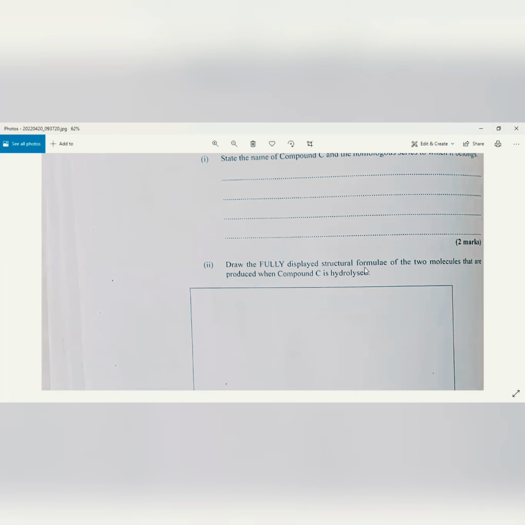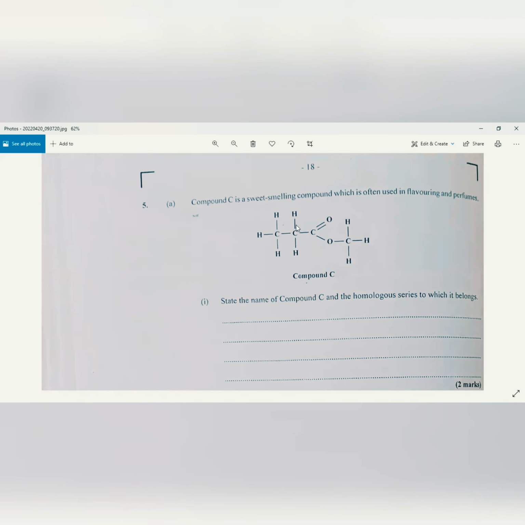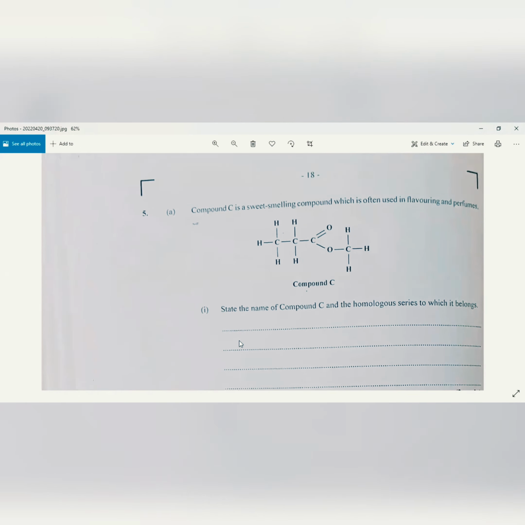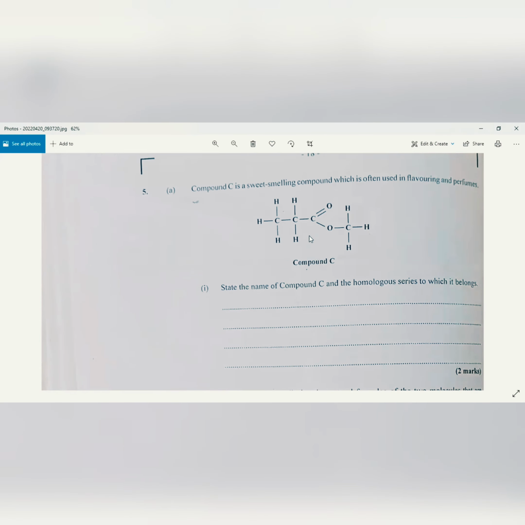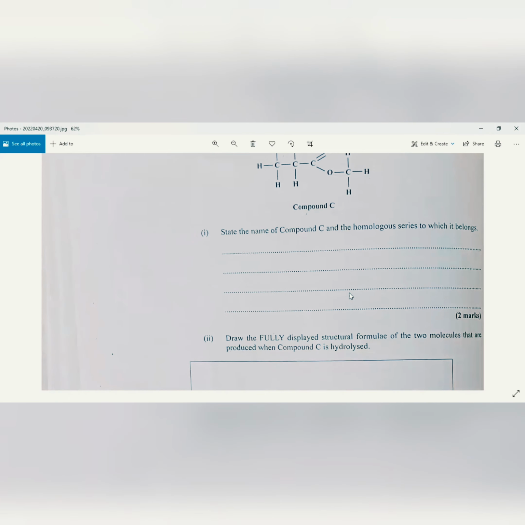It says, draw the fully displayed structural formulae of the 2 molecules that are produced when compound C is hydrolyzed. So this is compound C, and what they're saying is that it is hydrolyzed. Let's look at the word hydrolyzed. Hydro means water, lyze means split. So it means that water has split compound C into whatever made it up in the first place.